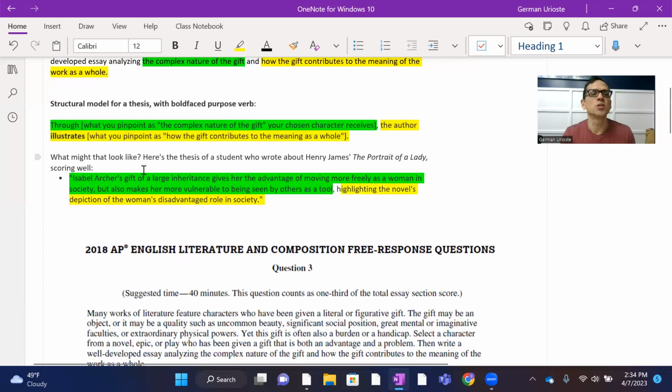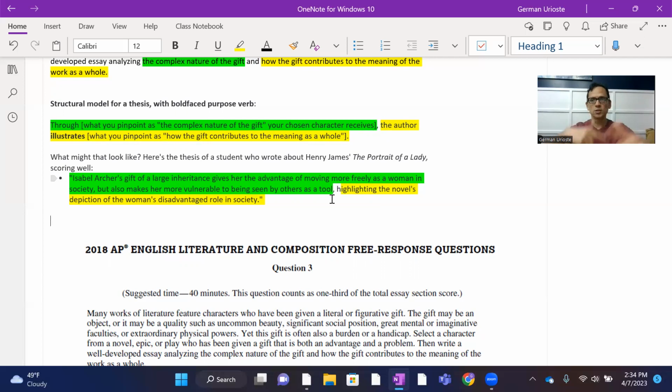You wouldn't want just the green, because if you just do the green, you're going to be limiting yourself to just looking at character analysis, right? The fact that this large inheritance gives her this advantage and gives her this advantage, right? But you want to tag on some kind of larger claim, the meaning part, right? Highlighting what? Woman's disadvantaged role in society, right? Now, again, you might think, isn't that a little bit broad? It might be, but it's good enough here because this is an essay that was generated in 40 minutes, right? Mantra at the AP, as I've said before, is give students credit for what they do well, right?